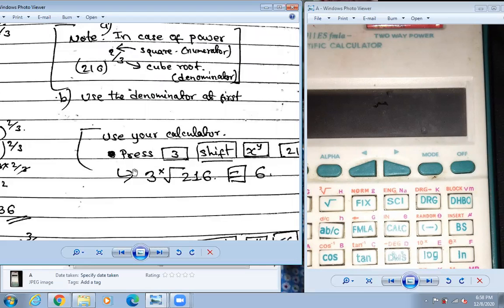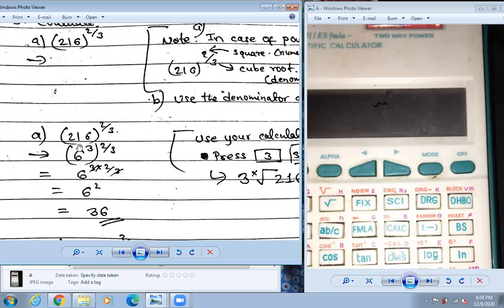Just now we have got 6, isn't it? So 6 power 3 means, so it is 216. Right? So हामीले change गरेको. किन यसरी change गरेको त? Because we are going to cancel this value. 3 and 3 is going to be cancelled now.